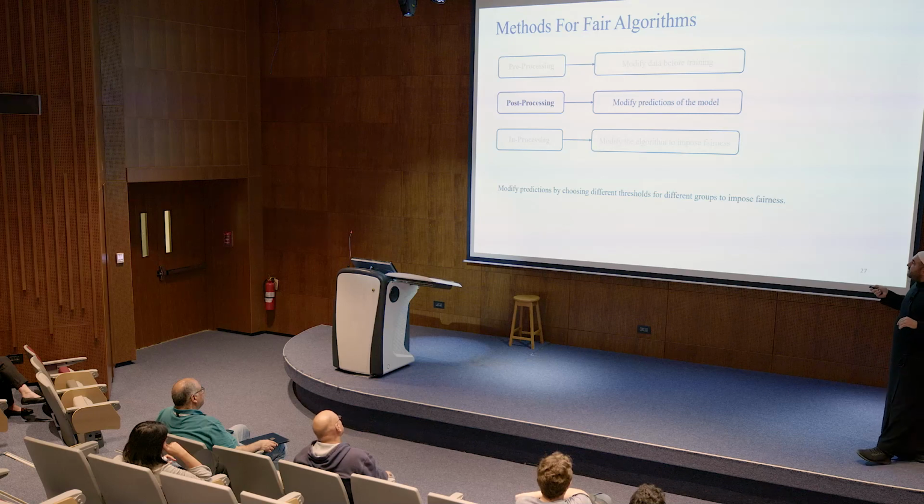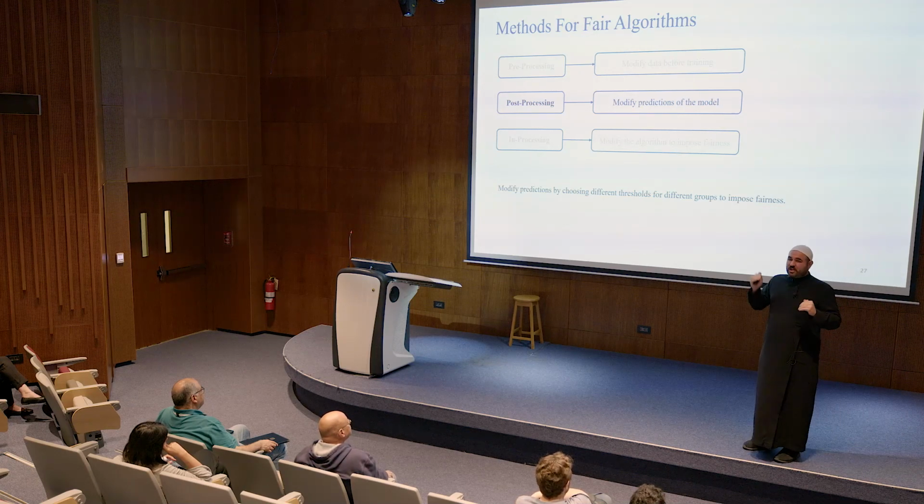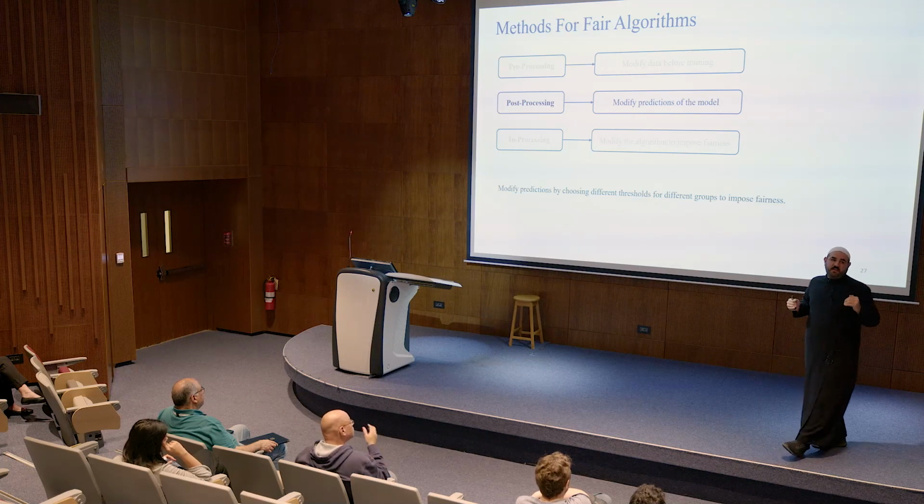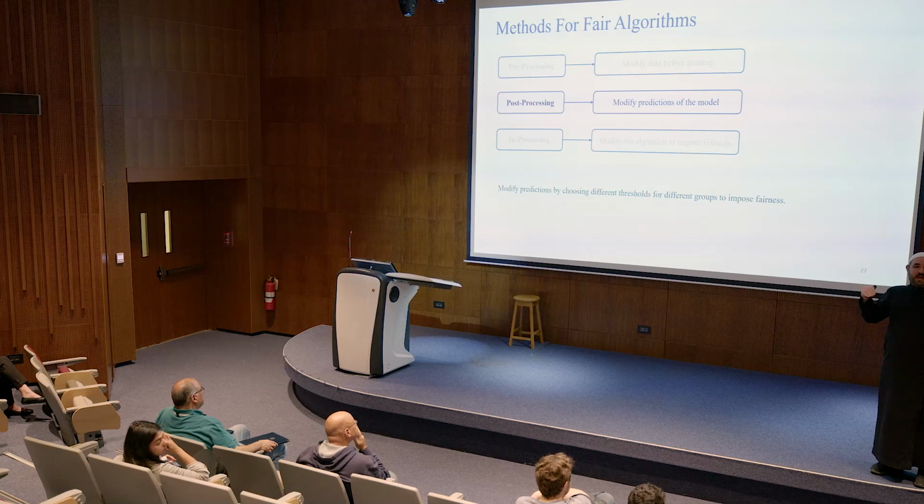Another method is the post-processing algorithms. What they do in this case is change the thresholds for different groups to make things fair. For example, if you train an algorithm and say everything above a certain income will get a loan, you change the thresholds between, for example, females and males to make the output fair.